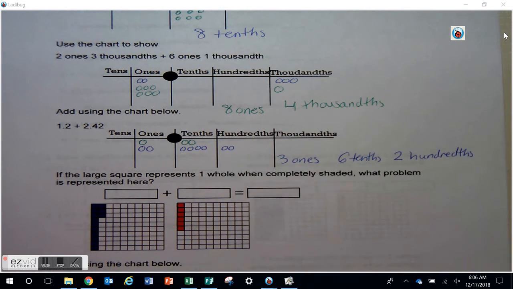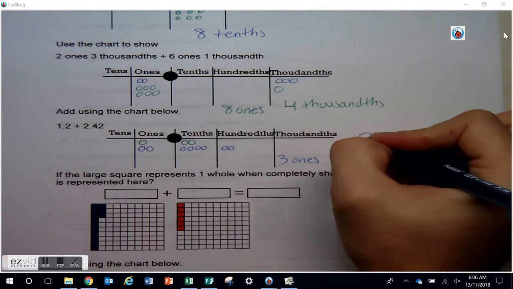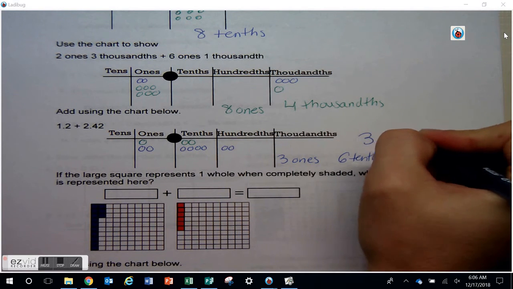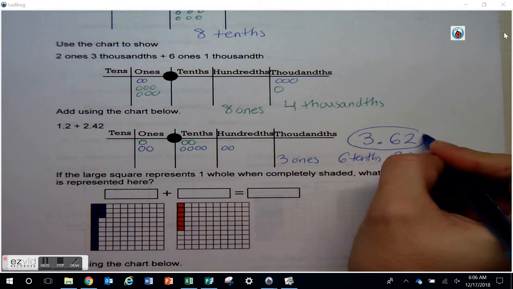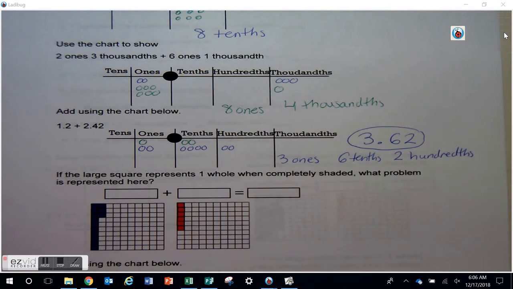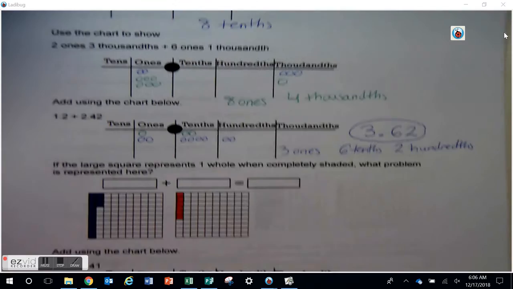What would that look like if I put that back as a decimal? That would be 3 and 62 hundredths. 3 and 62 hundredths. Let's continue on to these models.